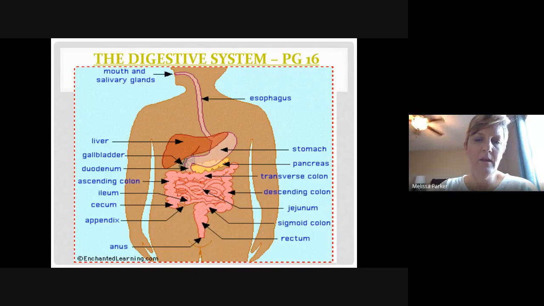And then you have the smaller intestines here, and then you have the small little appendage right here that's off the cecum. That's our appendix. And then this is our cecum, which is the beginning part of our colon.